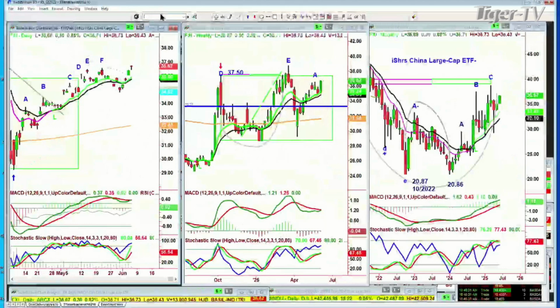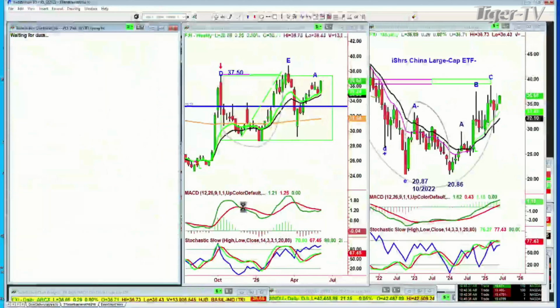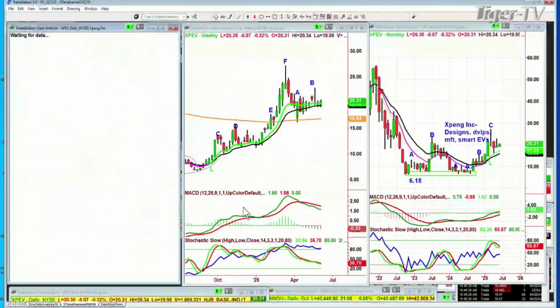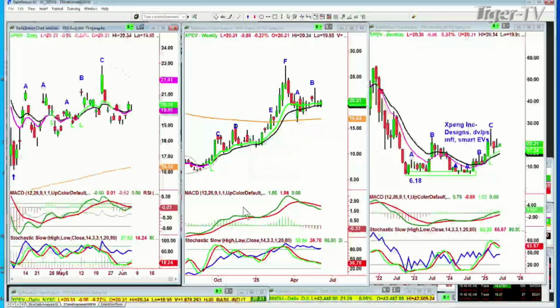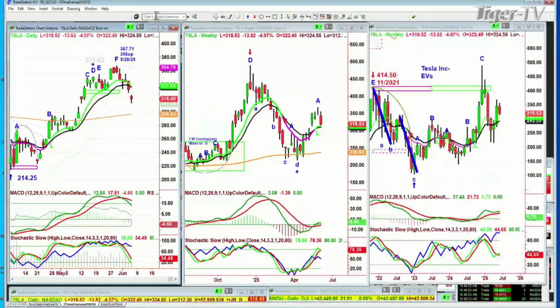Okay, next question I had was XPEV. Oh, XPEV. Oh, wait a minute. No, I don't want to do all these today. I don't think they're worth getting a little too carried away about. This is Chapman designs, develops, manufactures smart EVs. Yeah, it's just having a bit of a bounce. I've been saying that I think this is kind of stuck. Look at Tesla. I mean, when you're in, you're in. When you're out, you're out.